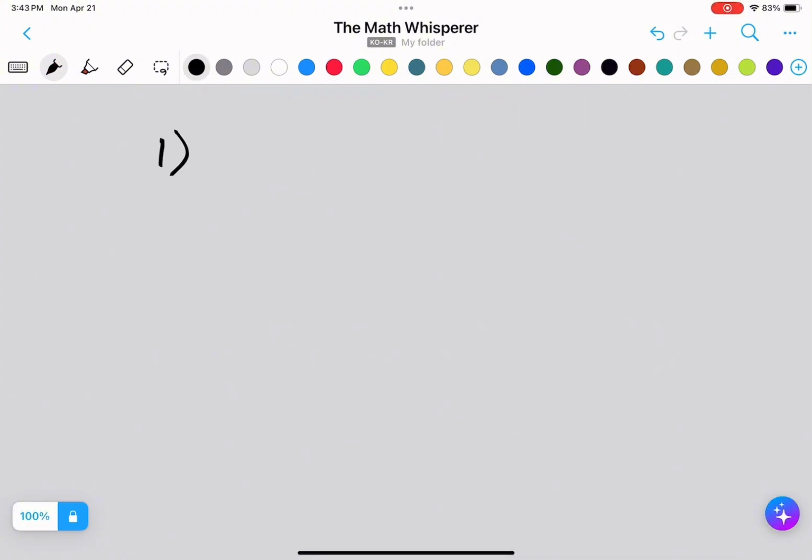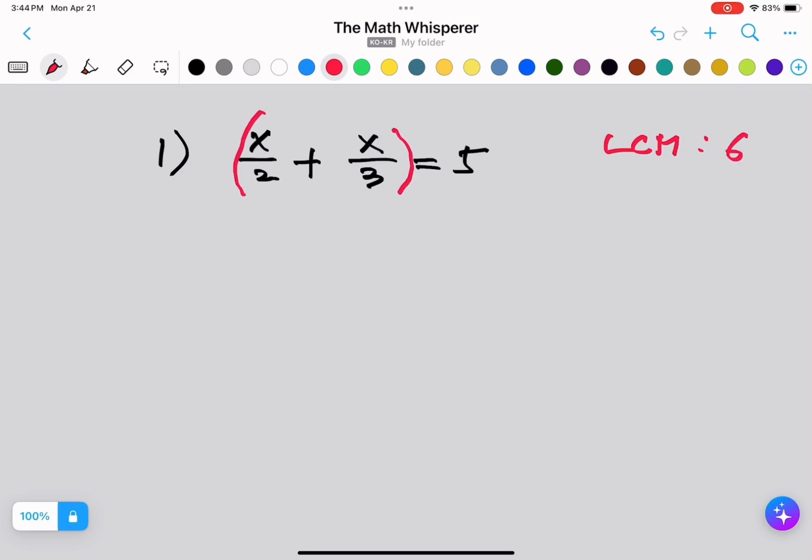Okay, now we're going to do it in a different way. x over 2 plus x over 3 equals 5. We're going to multiply the whole problem by the least common denominator. Okay, so the LCM is 6. So we're going to multiply 6 on the left-hand side and right-hand side. So you distribute 6 times x over 2.